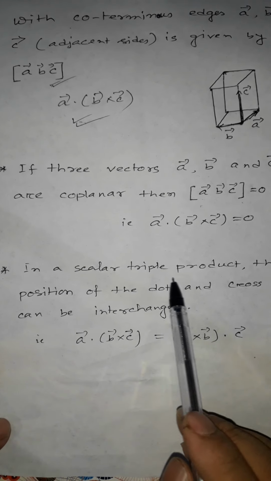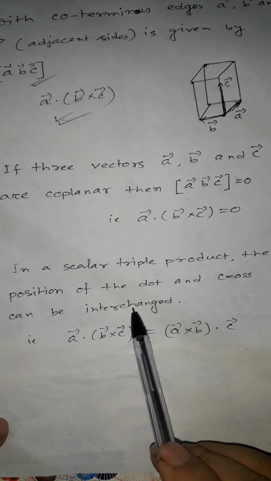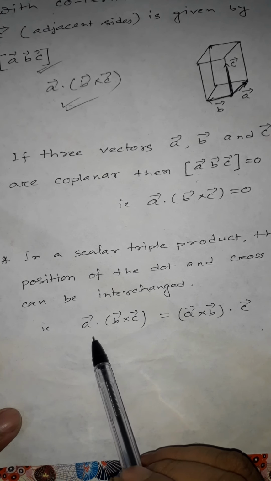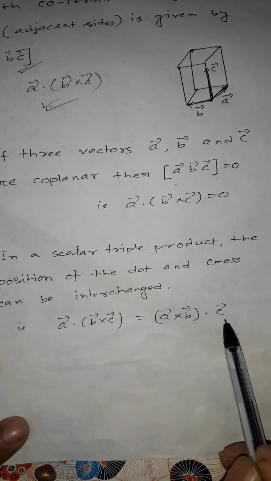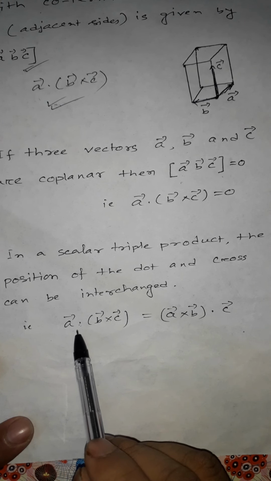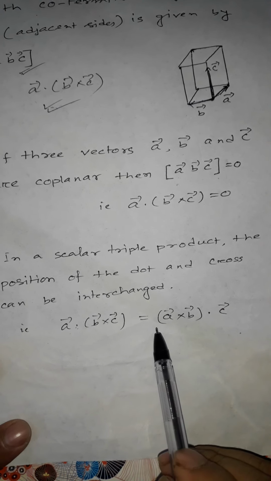In a scalar triple product, the position of the dot and cross can be interchanged. That is, A dot B cross C is equal to A cross B dot C. Dot and cross can be interchanged.